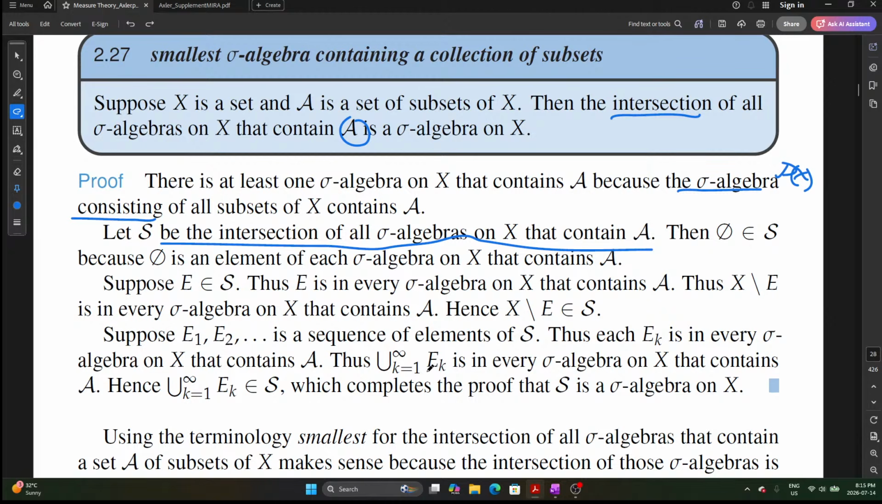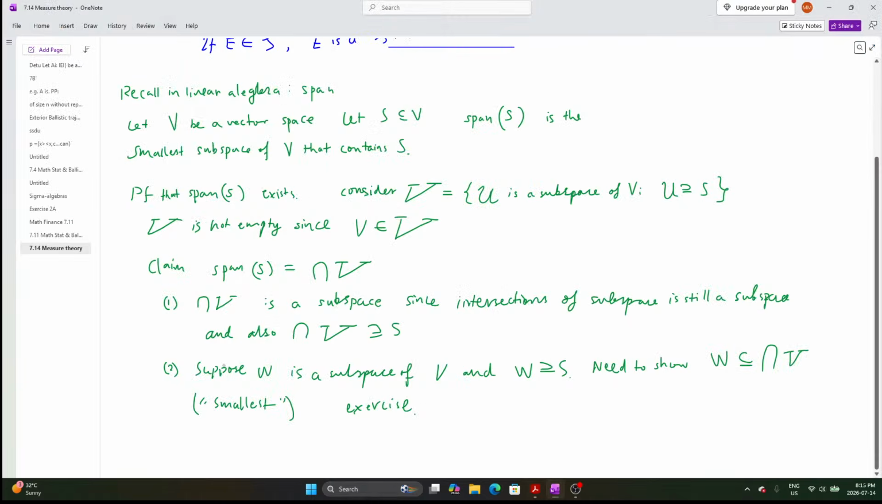Okay, so actually, I would argue it's probably better to also include the smallest part, right? Because here, 1, 2, 3 verifies that S is a sigma algebra. This proves S is a sigma algebra. But how do you know this is the smallest? The smallest comes from the intersection. So in my opinion, it's better to also supply the smallest part.